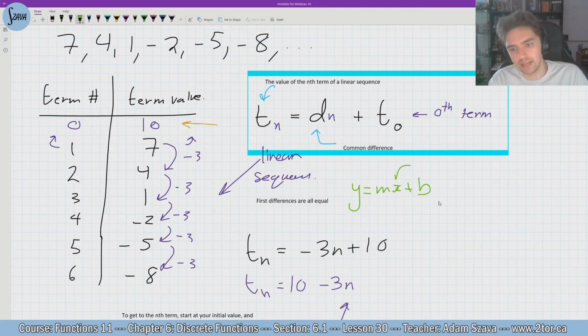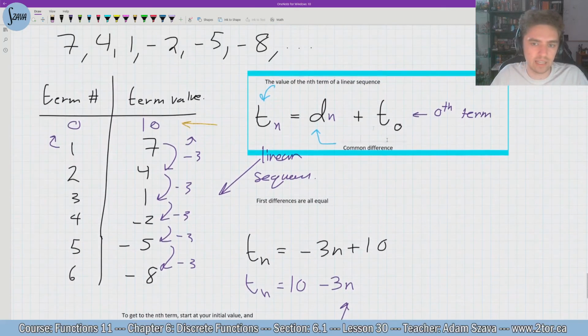Instead of our input value being an x, now our input value is an n. And t0, like b, was our y-intercept. That was where the line crossed through the y-axis. Now it's just t0, which is essentially still where the sequence would cross through the y-axis. So that's why there's such similarity here, because they're really the same thing. In fact, I think understanding a sequence like this might help you understand y equals mx plus b a little bit better.